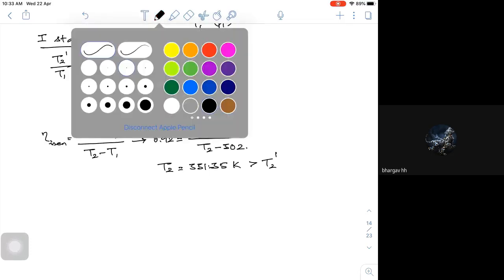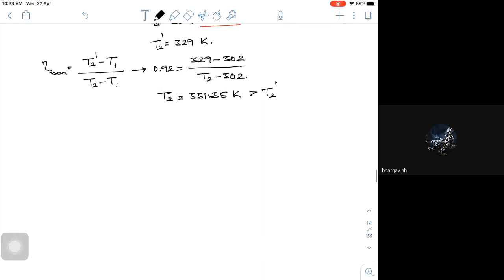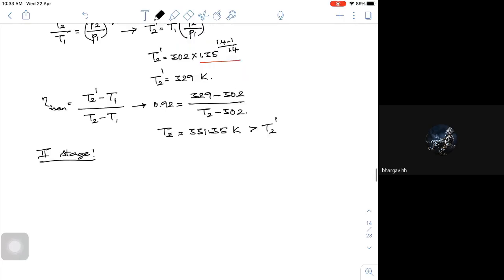So I will just show the second stage, and then for the third stage and the rest, I won't write the formula. I will just calculate and write the values. So for the second stage, what is the formula? It is T3 dash by T2 is equal to P3 by P2 whole to the power of gamma minus 1 by gamma, or T3 dash is equal to T2 into P3 by P2 whole to the power of gamma minus 1 by gamma.